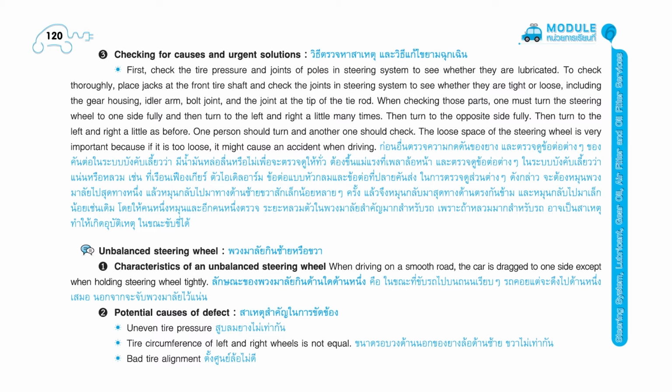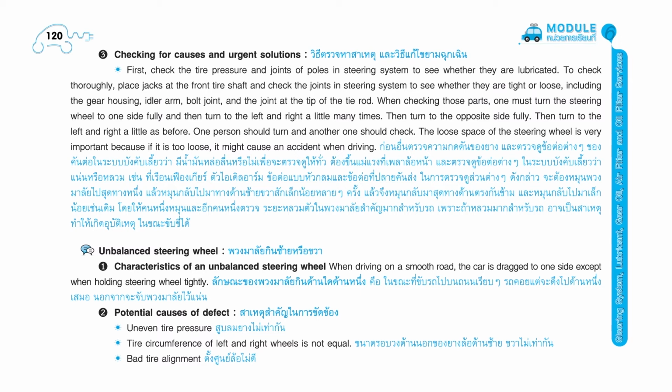of the tie rod. When checking those parts, one must turn the steering wheel to one side fully and then turn to the left and right a little many times. Then turn to the opposite side fully. Then turn to the left and right a little as before. One person should turn and another one should check the loose space of the steering wheel. This is very important because if it is too loose, it might cause an accident when driving.